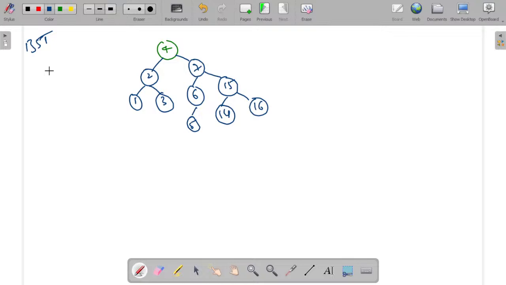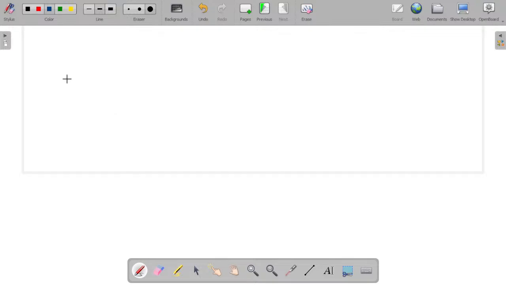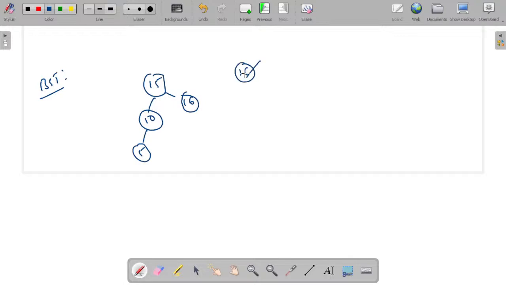Okay, for example, let me take this so that you will understand. In a binary search tree, it used to work like this. If I've been asked to delete 16 here, I can delete it directly because 16 is a leaf node. So I can go ahead and delete 16 directly.